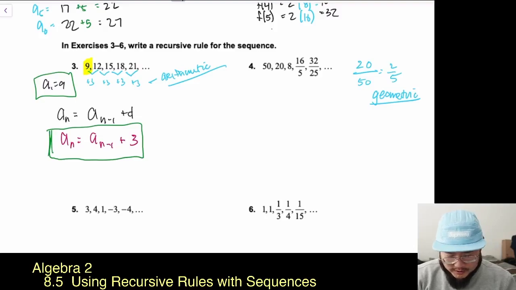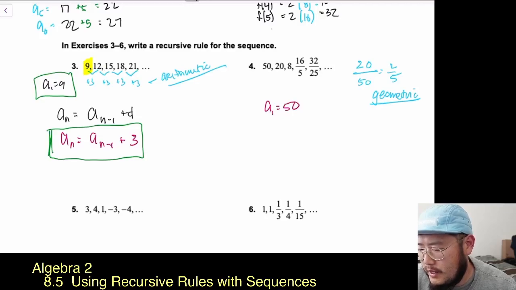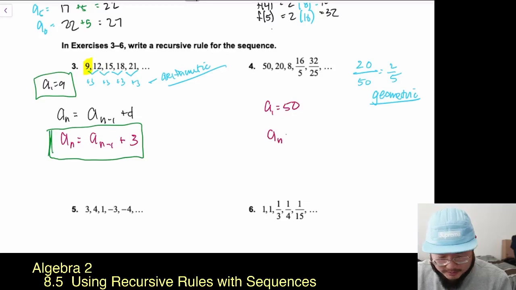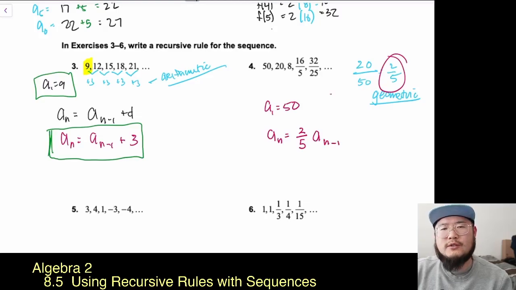So let's put it all together. Remember, we first off need to know what is the first term. And the first term, a sub 1 is equal to 50. So let's make sure we state that. And then our rule right here is going to be a sub n, and that's equal to, remember, it starts off with the ratio, and we determined the ratio being 2/5. So we got 2/5, and then that's multiplied by a sub n minus 1. And there is your recursive rule.